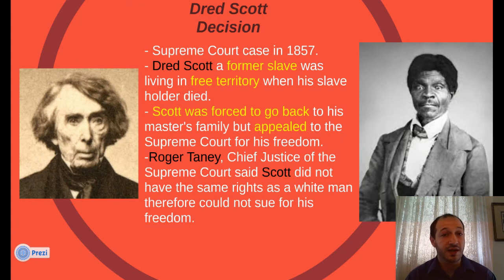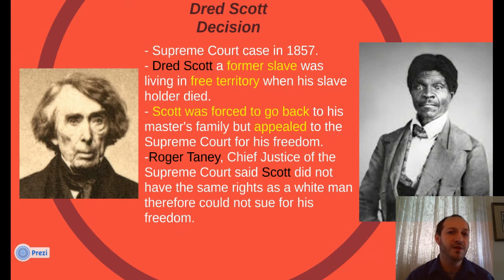Later on, his master's family appealed to retrieve him. Because he was living on free soil, he had assumed he was free. So he appealed to the Supreme Court for his freedom. The Supreme Court, led by Roger Taney, who's on the left of the screen, said that Dred Scott was not considered a citizen. Therefore, he had no right to sue for his freedom. Thus, he had to return back to his slave master's family.